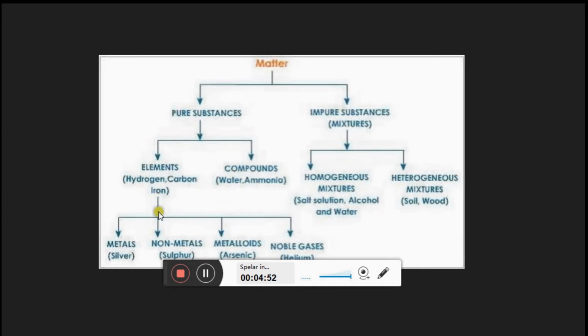Further, the elements are divided into four: metals, non-metals, metalloids and noble gases. Metal example is silver, non-metal is sulfur. A metalloid is in between metals and non-metals, with properties of both; the example is arsenic. And the noble gas, which does not react with anything, for example helium.